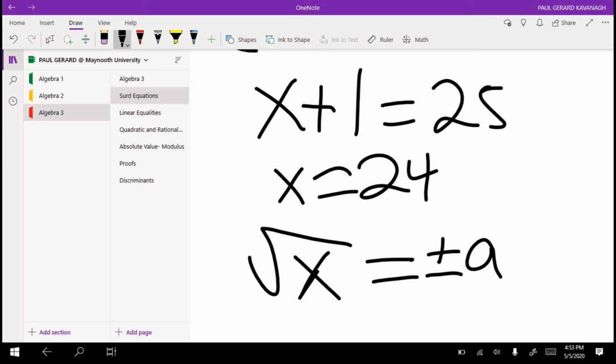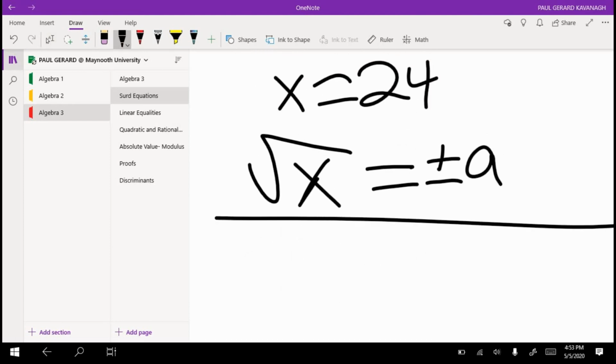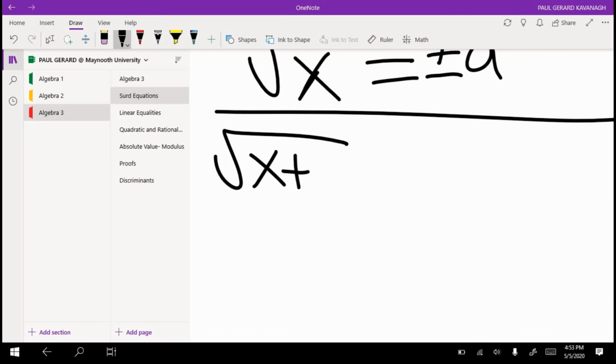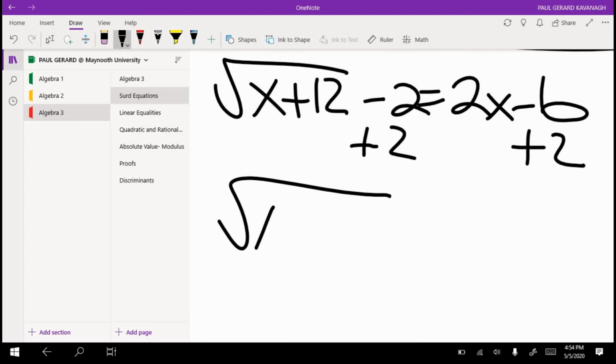Okay, can I give you another example? I can. This is going to be a little bit of a trickier example. So let's draw a line under that. We have the square root of x plus 12 minus 2 is equal to 2x minus 6. The first thing I would do in this instance is try to get that surd on its own. So you add 2 to both sides to get rid of the 2 on this side.